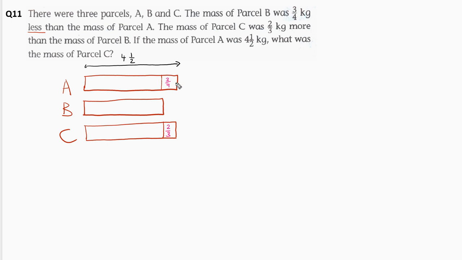So we want to take away 3/4 of a kilogram from 4.5 kilograms. Now, it's not a difficult thing to do. We could just think that 4.5 kilograms is the same as 4 and 2/4 of a kilogram, and we want to take away 3/4. And you could probably do that in your head because you're going to take, so there's the 2/4 to take away.